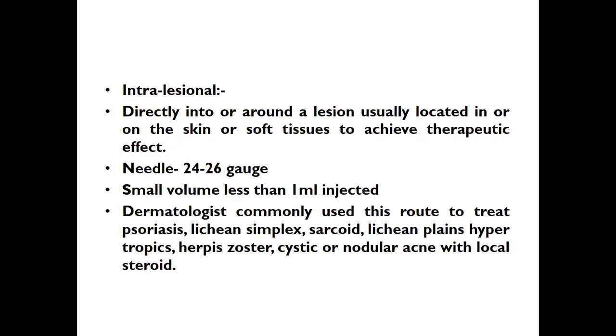Next, a secondary route for parenteral administration is intralesional, directly into or around the lesion, usually located in or on the skin or soft tissues, to achieve a therapeutic effect. The needle required is 24 to 26 gauge. Small volumes less than 1 ml can be injected. Dermatologists commonly use this route to treat psoriasis and various conditions like lichen simplex, sarcoid, lichen planus, hypertrophic scars, herpes zoster, cystic or nodular acne with local steroid.